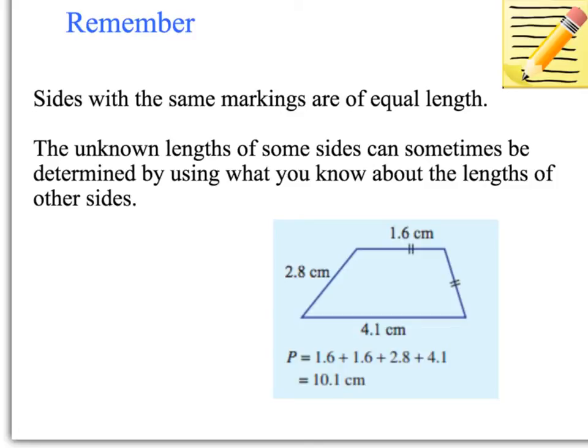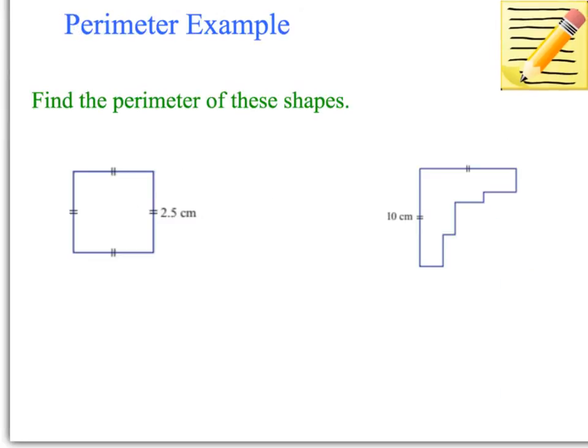Alright, so when we're working out the perimeter of this shape here, we just need to add up all the lengths of the sides. So when you're setting your working out, you put perimeter equals 1.6, 1.6. We know this is 1.6 because it's got the markings there to show us, so it's 1.6 centimetres. Then 2.8 and 4.1, add them all up, that equals 10.1 centimetres. Alright, now I'll just do some examples for you on perimeter.